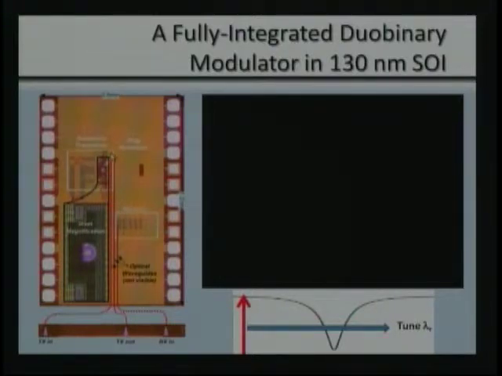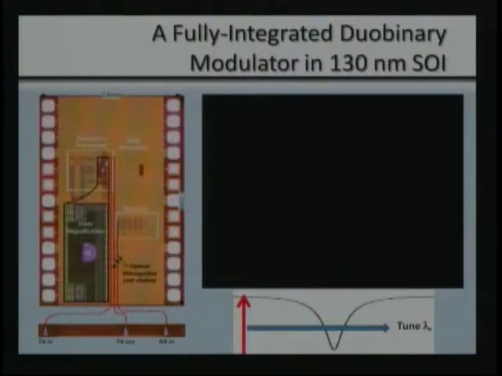The ring is shown here. And basically, you've seen this picture before. I showed this at the beginning. But the ring is just this purple area. The light then goes past the ring and comes back around off chip to another grating coupler where we can monitor the transmit eye.